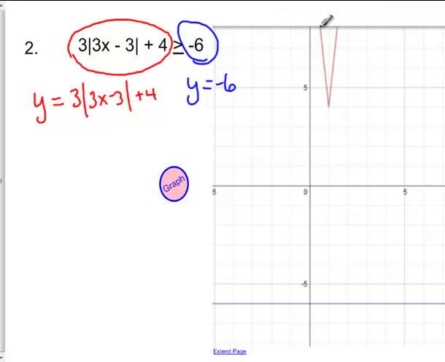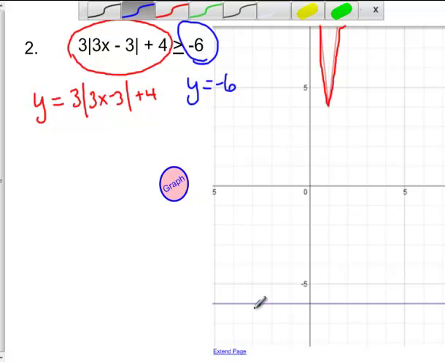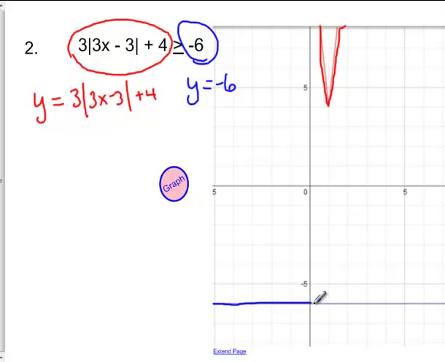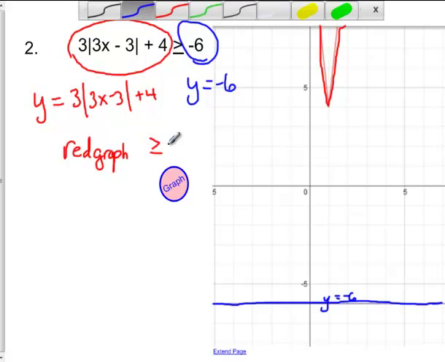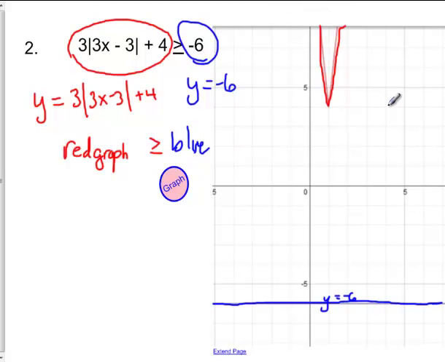Here's the red graph right here. Here's the blue graph down here. This is the graph where y equals negative 6. So it was asking me, where is the red graph greater than or equal to the blue graph? Everywhere the red graph is above the blue graph. All reals. Yay.